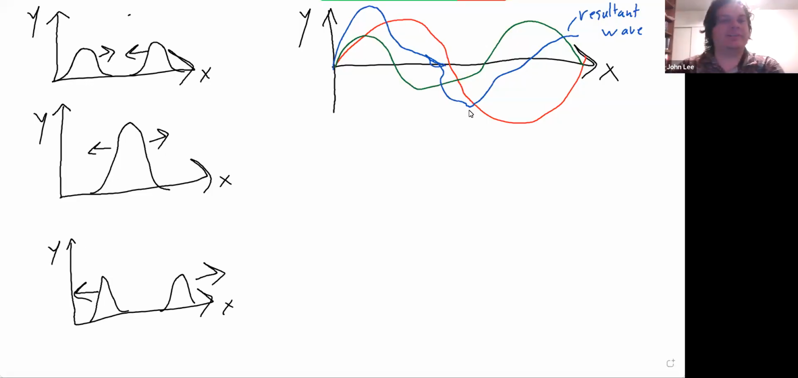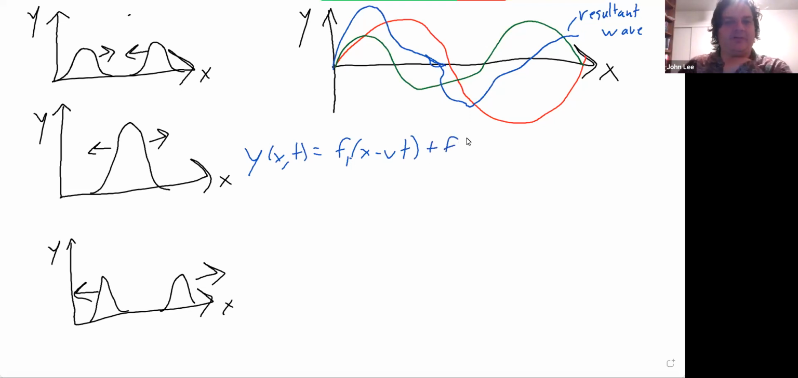All right. So I'm going to talk about what happens when you add waves together, and it's pretty simple to say what happens when you add waves together because y of x, t is equal to f1 of x minus vt. So let's, for the example on the left, say plus f of x plus vt, where they're the same function. So the total y is just going to be you add these two functions together.